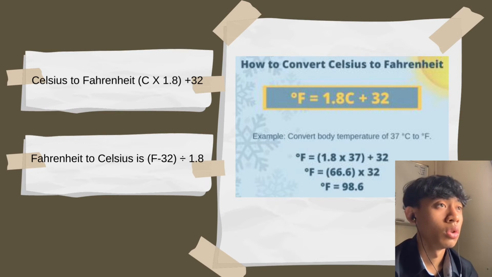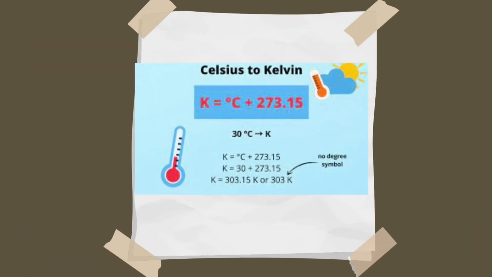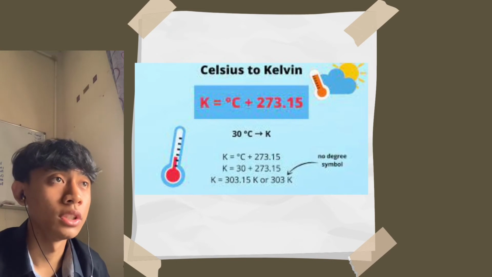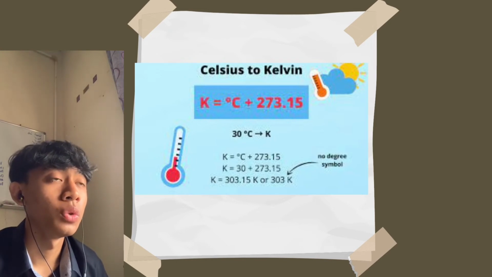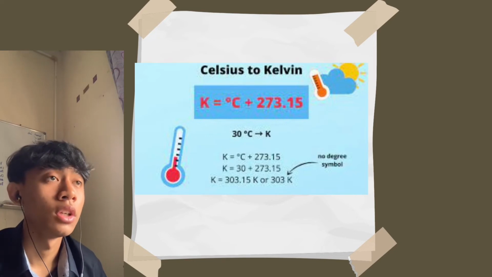So we just input the information into the Celsius to Fahrenheit formula, and we get the answer 98.6. The second example question is Celsius to Kelvin. The formula to change Celsius to Kelvin is K equals C plus 273.15.